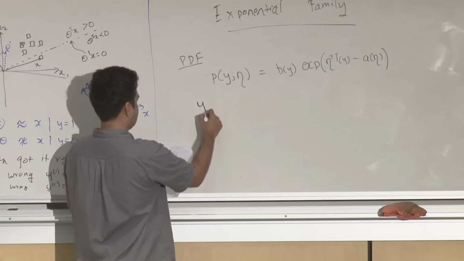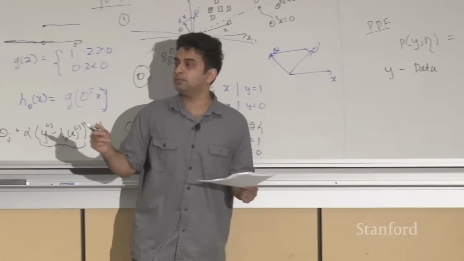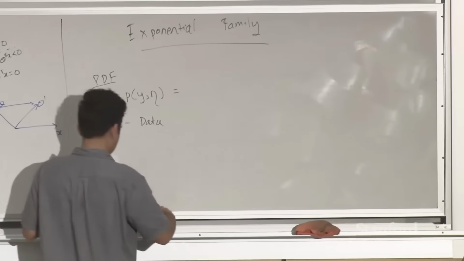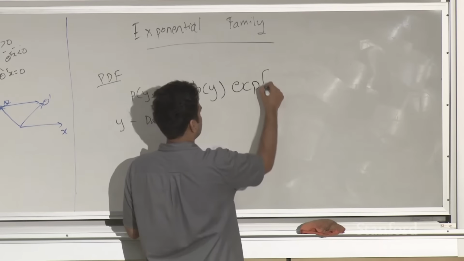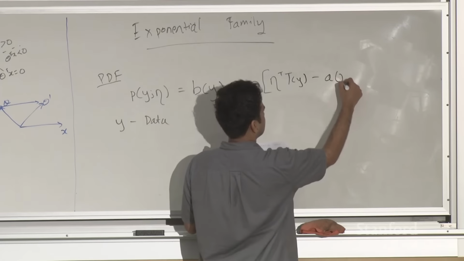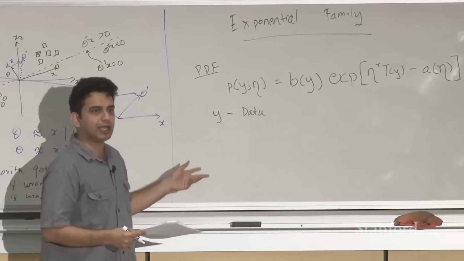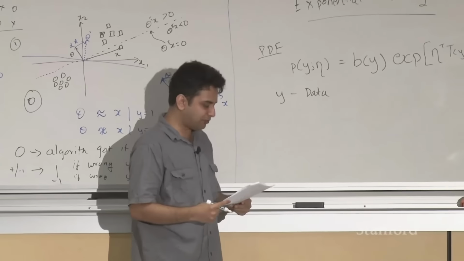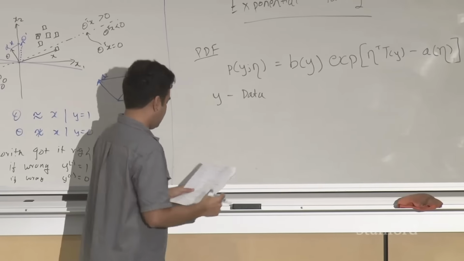So y over here is the data, right? And there is a reason why we call it y and not x, and that's because we're going to use exponential families to model the output of your data in a supervised learning setting, and we're going to see x when we move on to GLMs. Until then, we're just going to deal with y's for now. So y is the data.